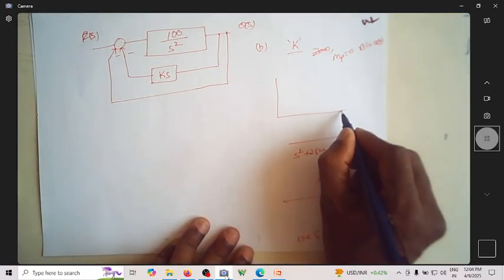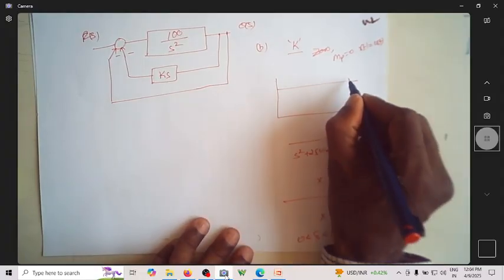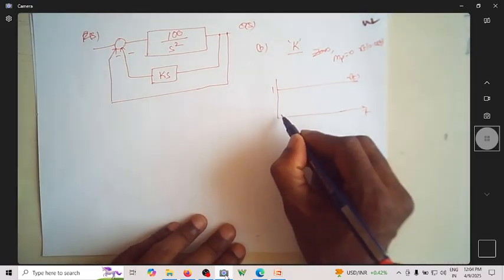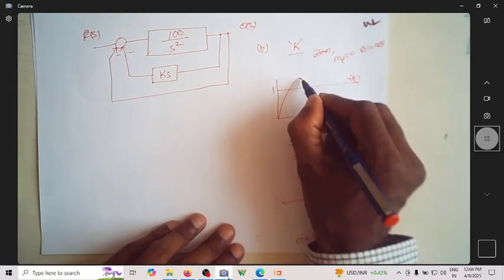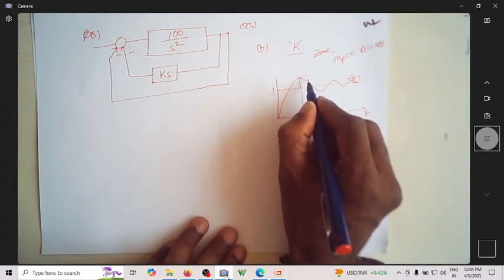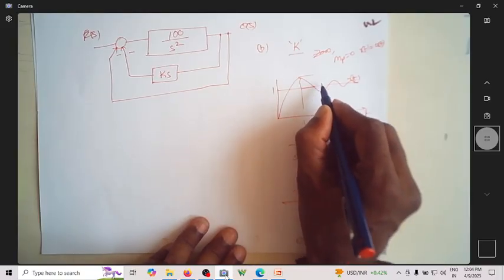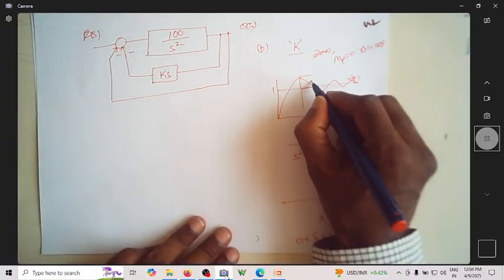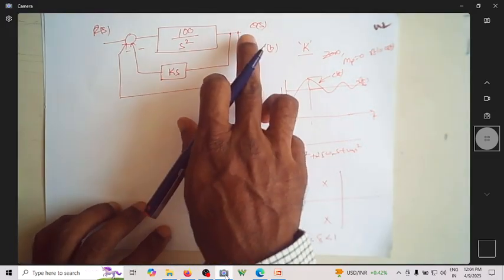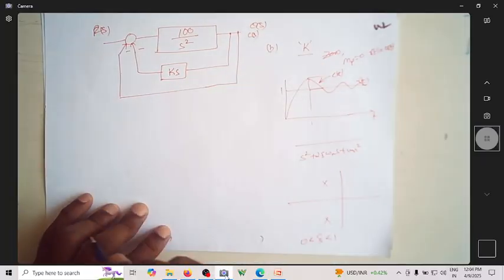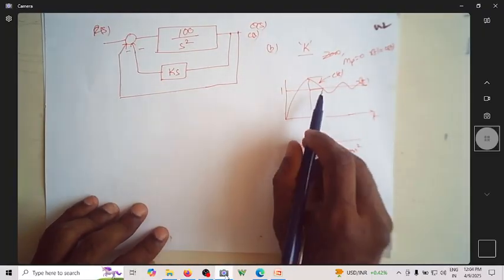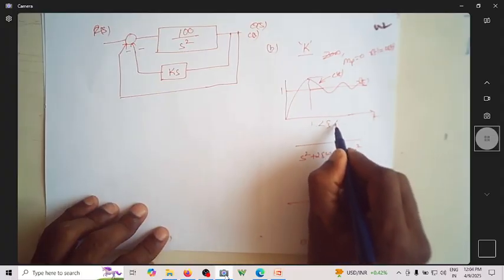For such a system, if you apply a step input, r of t equal to magnitude 1, as we saw in the previous videos, we end up with a response like this. It has some peak time, some overshoot, and some settling time. This is c of t, the response of the system. If you want this type of response, the value of zeta has to be between 0 and 1.